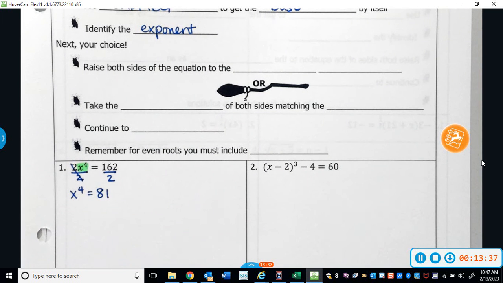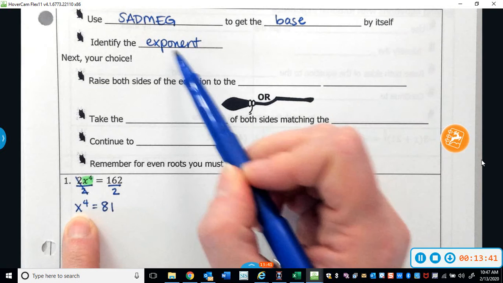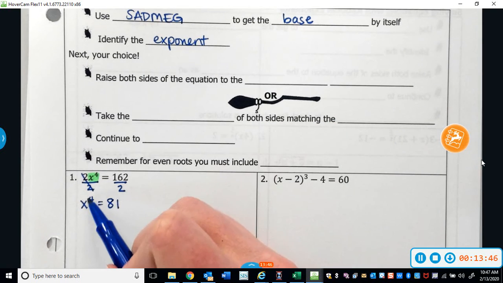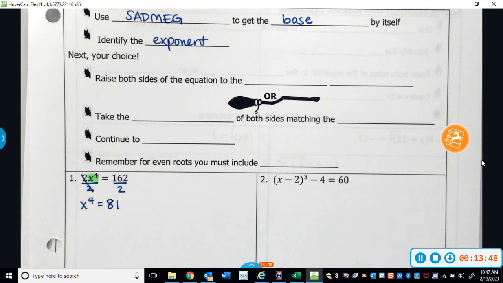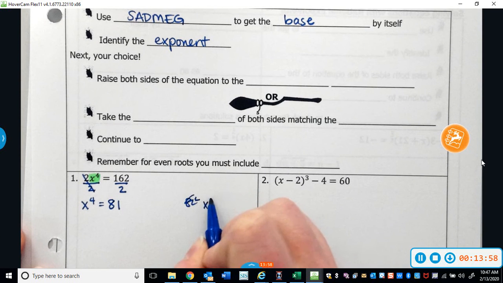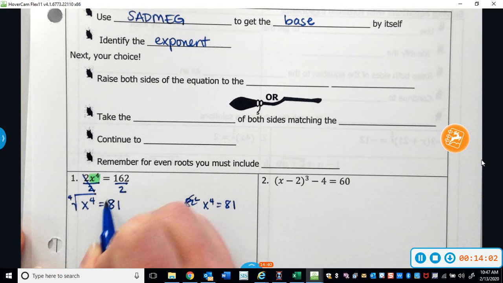All right. So I've gotten the base by itself. I can see that my exponent is 4. So what would be one option for undoing this exponent of 4? Yeah, so taking like a 4th root, exactly. So I could take a 4th root of both sides. So, and I'll show that here. So one way of doing this is just taking the 4th root of both sides.